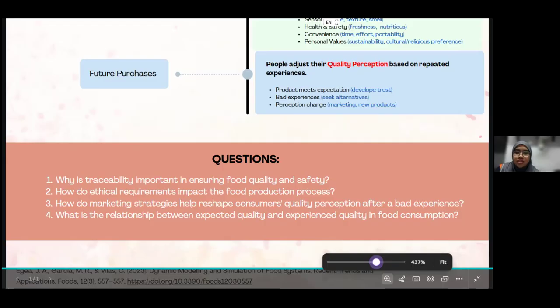For the second question, how do ethical requirements impact the food production process? The answer is that ethical requirements influence food production by promoting environmentally friendly methods, ethical farming, animal welfare, fair treatment of workers, and sustainable practices. This ensures that food production aligns with ethical and social responsibility, meeting consumer expectations for sustainability and fairness.